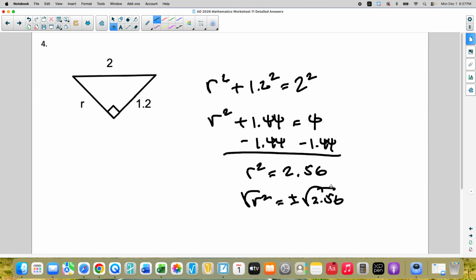I think 2.56 is a perfect square. Yeah, 16, right? So r equals plus or minus 1.6. So my r value is going to be 1.6.